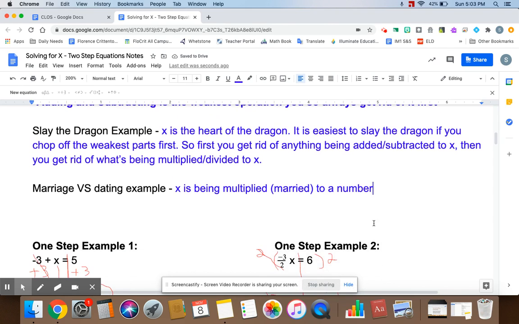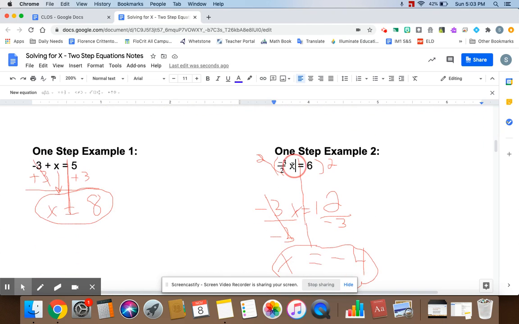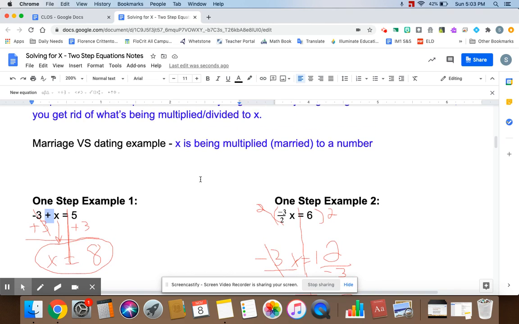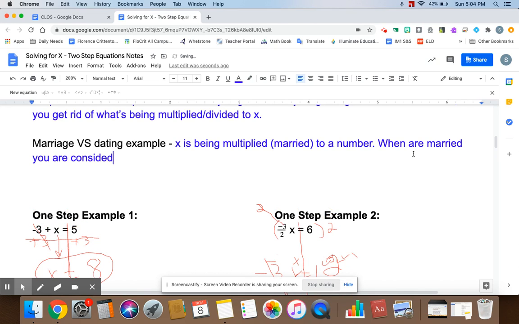Remember, when two things are being multiplied together, like this fraction being multiplied to the x, right now that's called one term. It's like one term versus here, this negative 3 is one term and this x is one term. And they're separate terms because they're being separated by a plus and minus sign. But when things are getting multiplied together, it makes them one term. So when you are married, you are considered one. Same thing when you are multiplied, you're considered one.